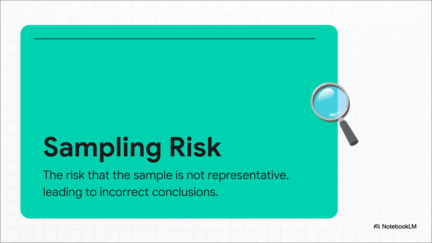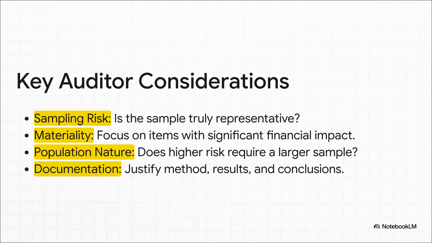It's a huge deal. So to deal with that risk, an auditor has to be constantly thinking. They're weighing a few key things. First, sampling risk itself. Is my sample big enough? Is it truly representative? Then materiality. Are we focused on the stuff that actually matters to the bottom line? You also have to consider the nature of the population. Auditing petty cash is way different from auditing complex derivatives. The risk profile dictates your approach. And the thread that ties it all together? Documentation. You have to be able to answer the question, can I prove why I did what I did?